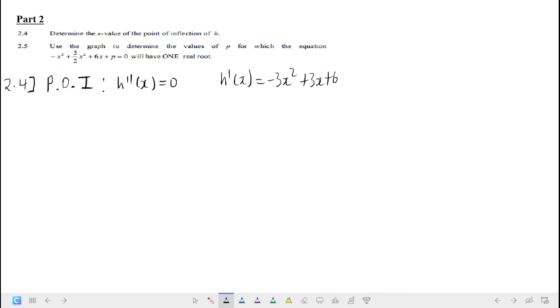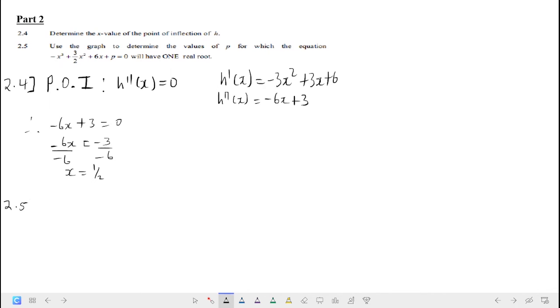Now let's work out our second derivative. So the second derivative here is going to be minus 6x plus 3. Now to find the value for x, we're going to say the second derivative, which is minus 6x plus 3, equals 0, because that's what the condition says here. And solving for x, minus 6x equals minus 3. Divide this by minus 6, divide this by minus 6. Therefore x is 1 over 2.